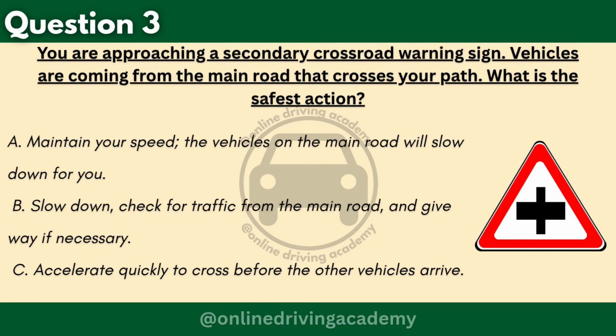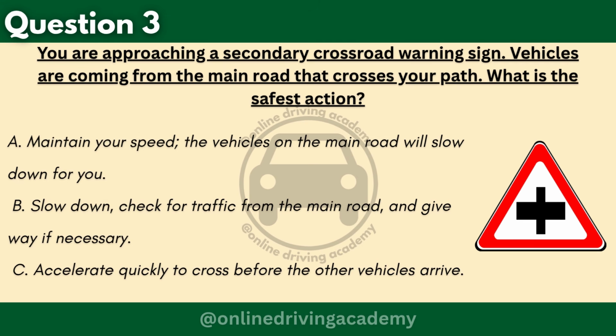Question 3. You are approaching a secondary crossroad warning sign. Vehicles are coming from the main road that crosses your path. What is the safest action? Now can you see how this sign is the opposite of the previous sign? The lane that's going across is the thicker lane, and your lane, the lane that's going forward, is the thinner lane. And that basically means that your road does not have priority, right?